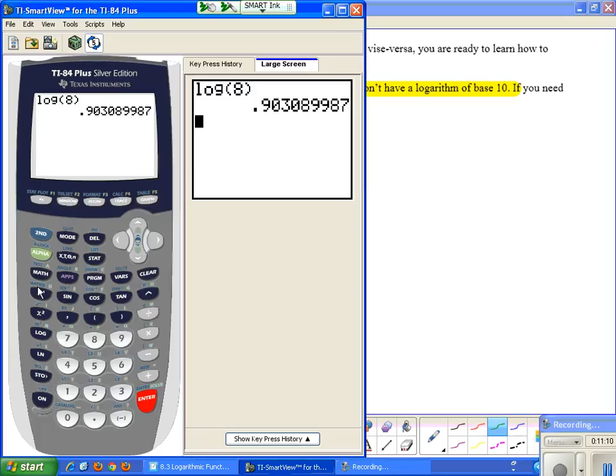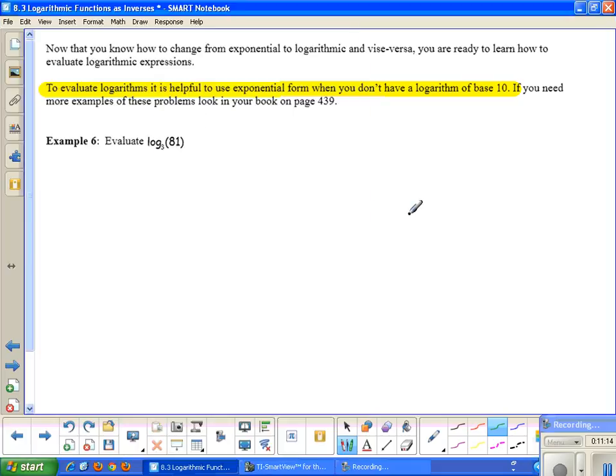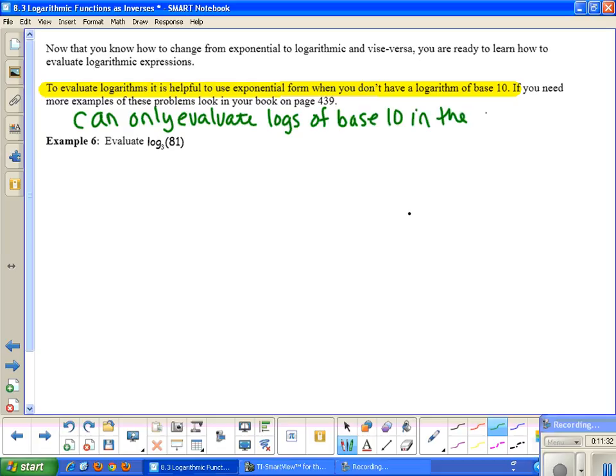And again, I don't have a button to put a different base, so we can only evaluate log base 10 in the calculator. So I'm going to write that down. Can only evaluate logs of base 10 in the calculator.